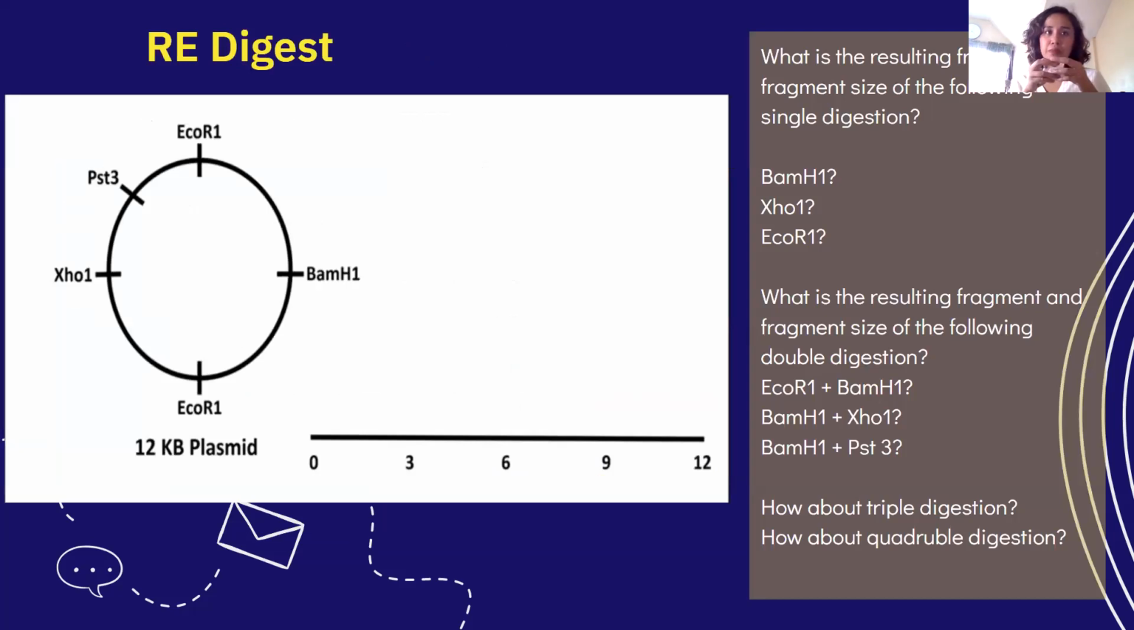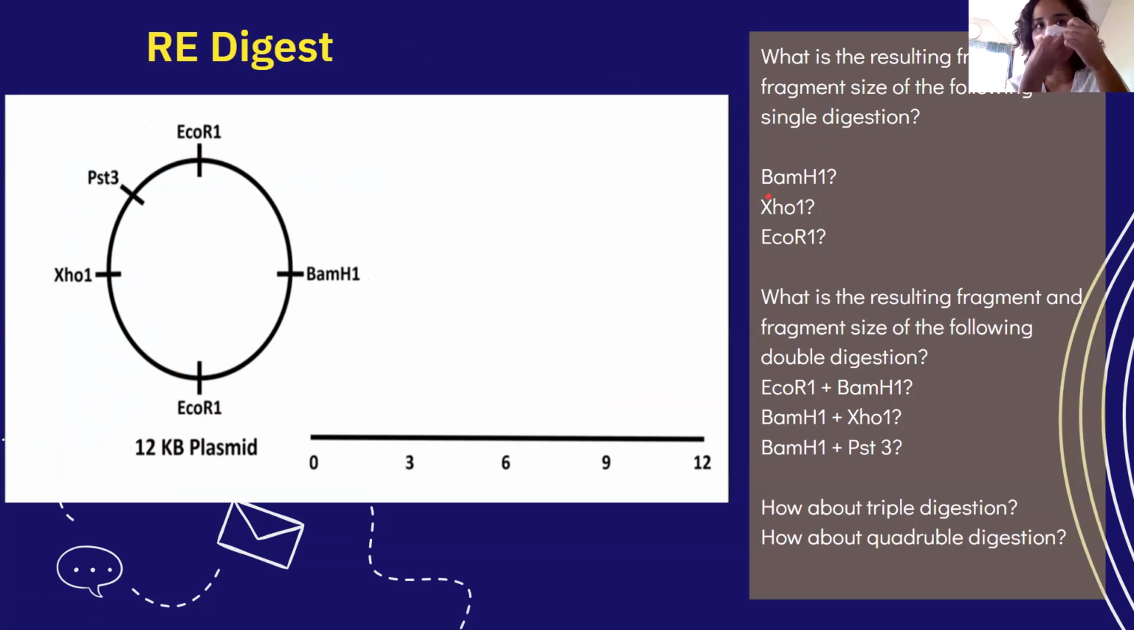So, madali lang to. Parang relo lang to, parang watch lang. Parang hahatiin lang, parang pie. So, yung value ng buong plasmid is 12 kilobase pairs. So, what is the resulting fragment and fragment size of the following single digestion?